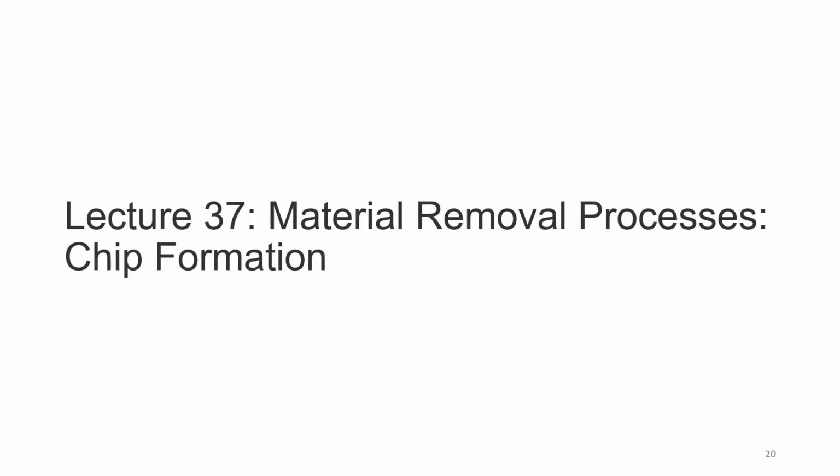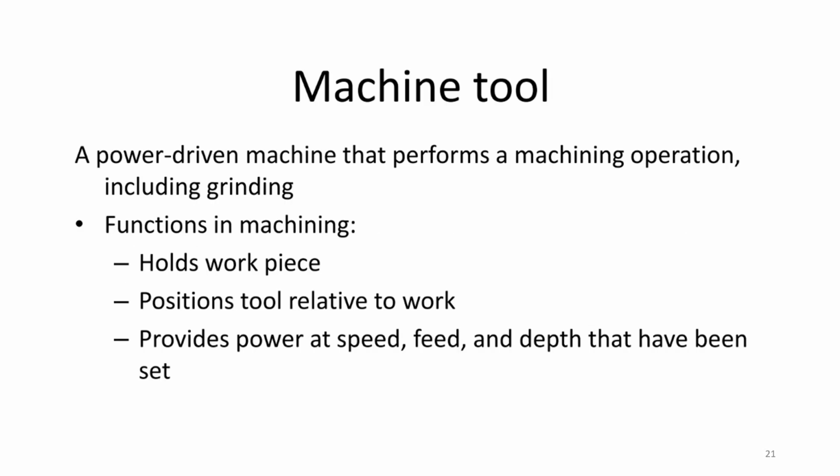Second chapter is chip formation. In this case, firstly machine tool. It is a power driven machine which performs some machining operations including grinding. The functions in machining are: it holds the workpiece in place, it positions the tool relative to the work, and it provides power at speed, it provides feed, and it provides the depth that has been set.